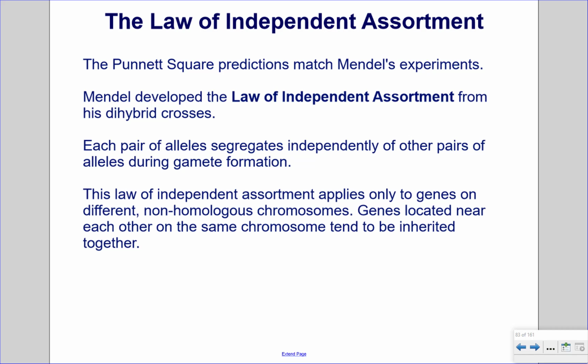The Law of Independent Assortment. The Punnett square predictions match Mendel's experiments. Mendel developed the Law of Independent Assortment from his dihybrid crosses. Each pair of alleles segregates independently of other pairs of alleles during gamete formation. This Law of Independent Assortment applies only to genes on different, non-homologous chromosomes. Genes located near each other on the same chromosome tend to be inherited together.